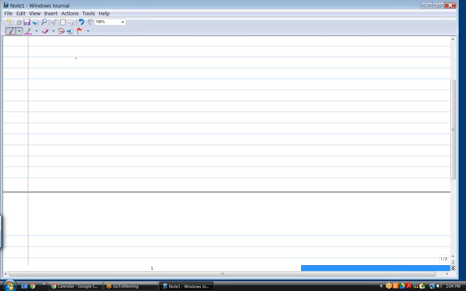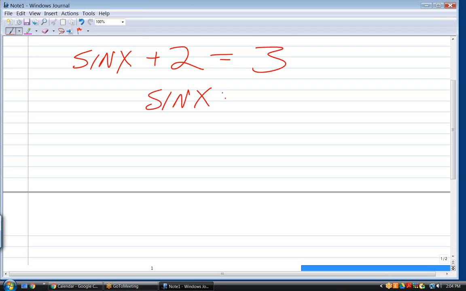So the first one I have right here is sine x plus 2 equals 3. Okay, what's the next line? One second. Actually, that's it. I just have to figure it out and then look at the unit circle.